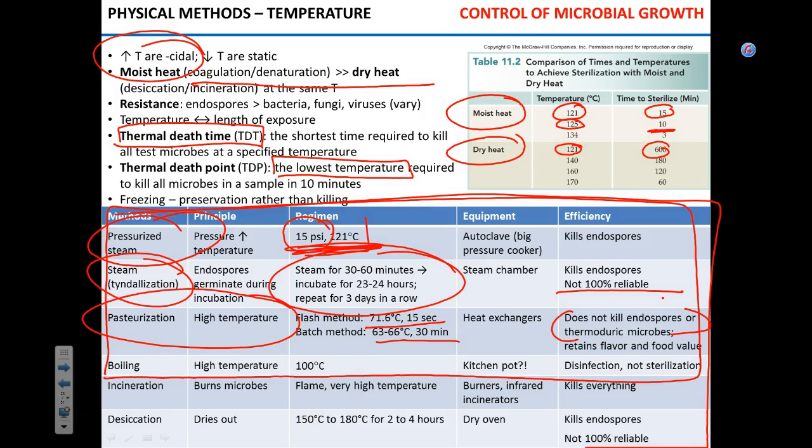Does that make sense? Another importance of pasteurization is that it saves the taste and the smell of the food to a large extent. Let's be honest, it does.